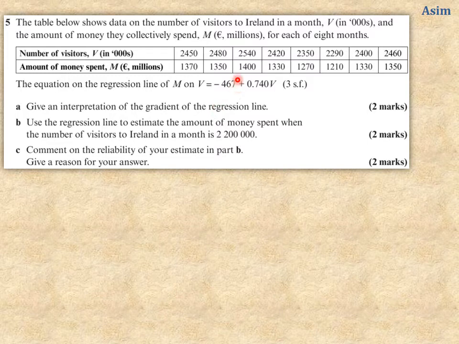Similarly, if they ask you what is the interpretation of this, you can again correlate this with your y equals mx plus c. What is the c there? The y-intercept. In other words, when x is 0. So the value of y when x is 0. Same, the value of m when v is 0. When there are no visitors, how much money is spent and so on. Clear? This is how they will ask you in the exam to interpret the values of the gradient and the y-intercept.